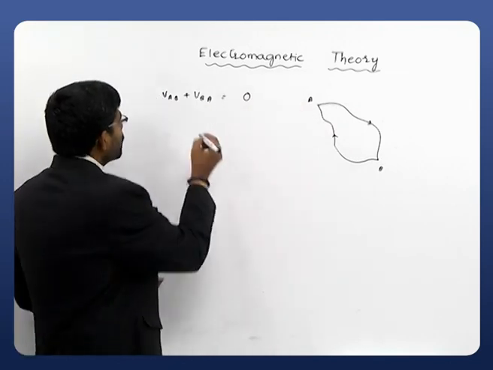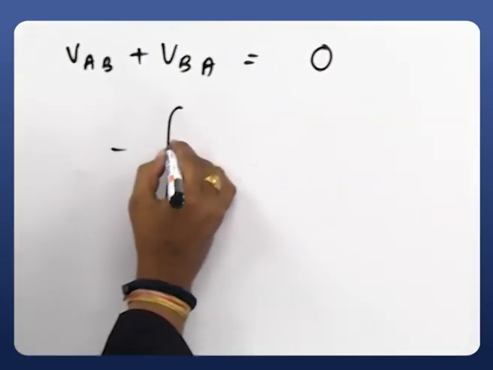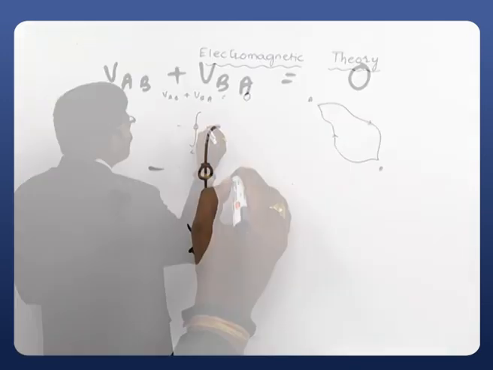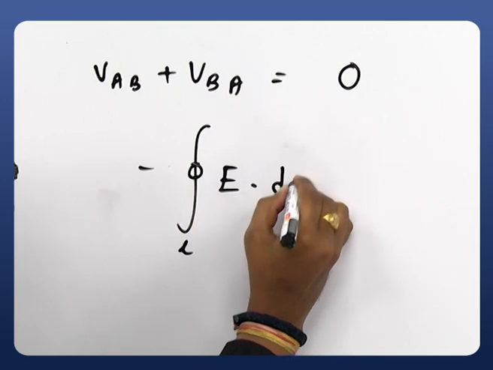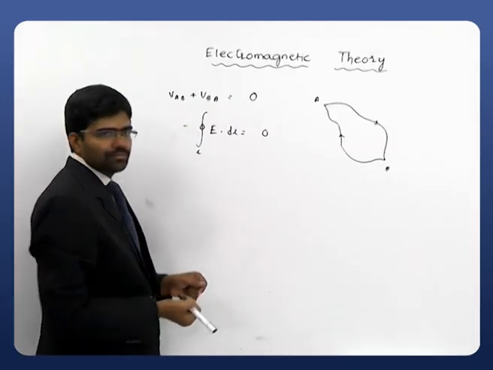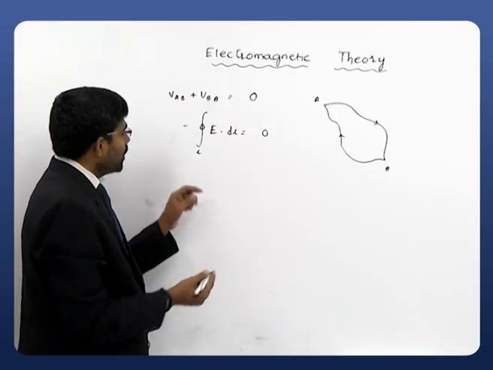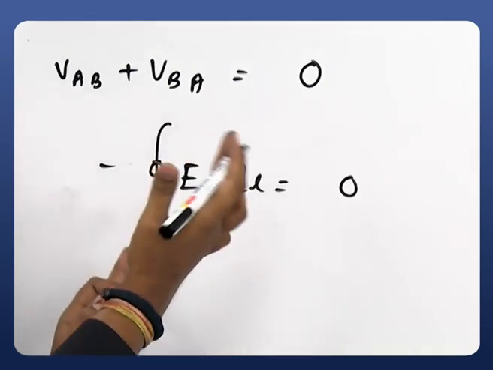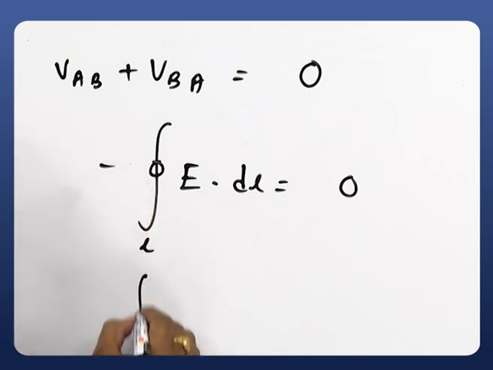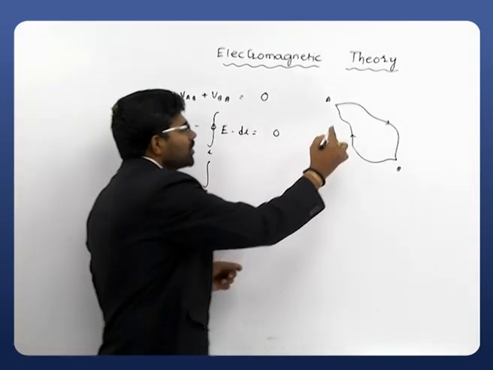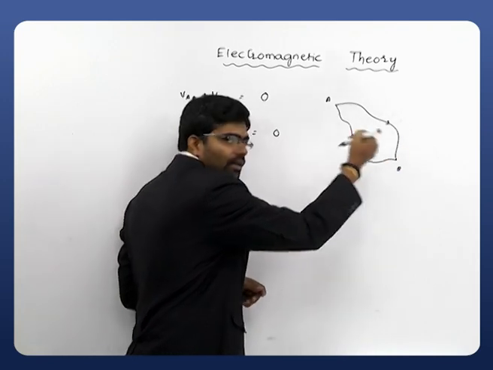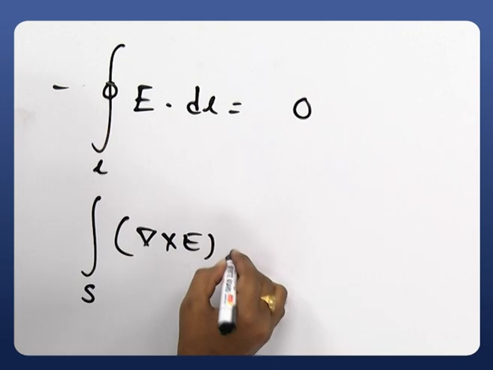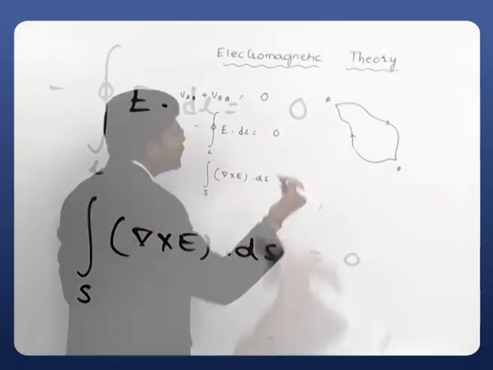Now what is the equivalent of this? Here we are taking the closed line integral. The closed line integral of E dot dl is equal to 0. Now I will apply Stokes theorem here. Since we have a closed line integral, we can apply Stokes theorem. Since this closed line forms a surface, this equals the surface integral of del cross E dot ds, which is equal to 0.